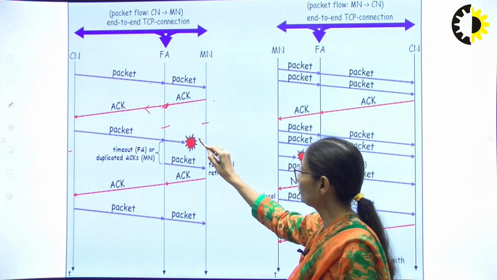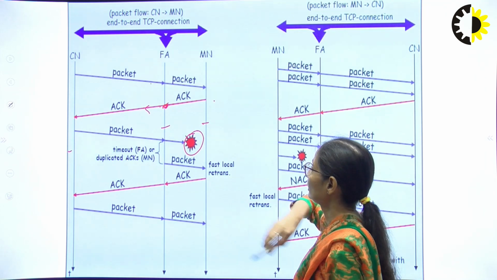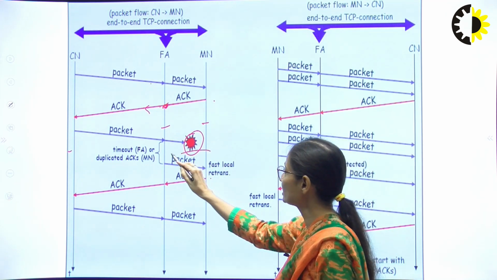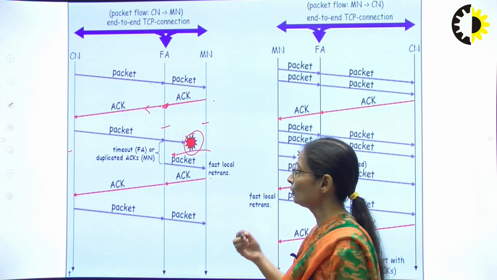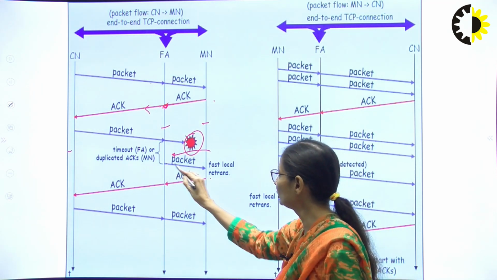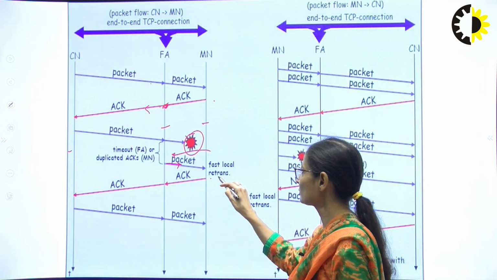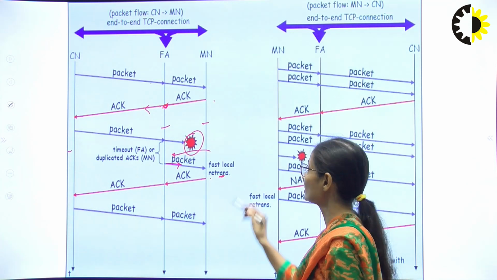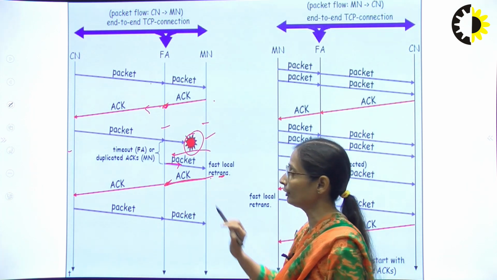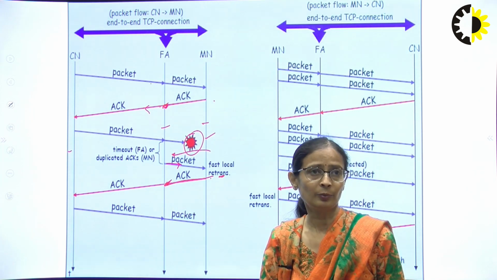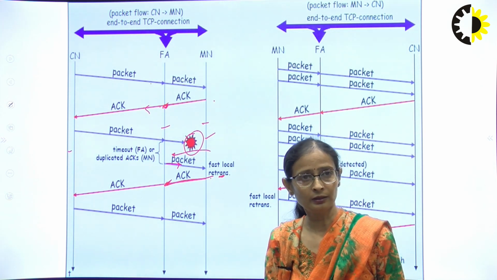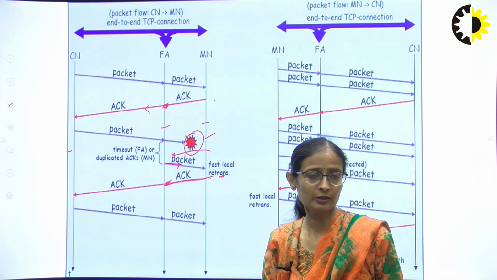Now, what is happening when the packet is lost from FA to MN? The packet is lost, so the ACK won't be received by the FA. So it will assume that there is a packet loss, and now it will do the retransmission. And this is a local retransmission. Once the MN receives the packet, it sends the ACK to the FA. Now FA comes to know that the packet has been successfully delivered to the MN, and it will delete that particular packet from its buffer.